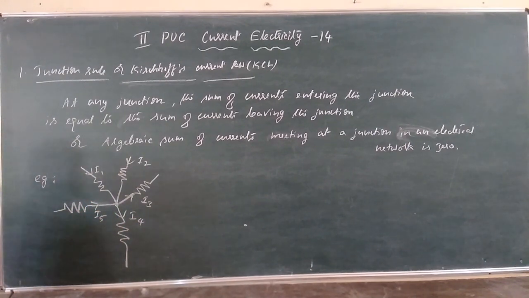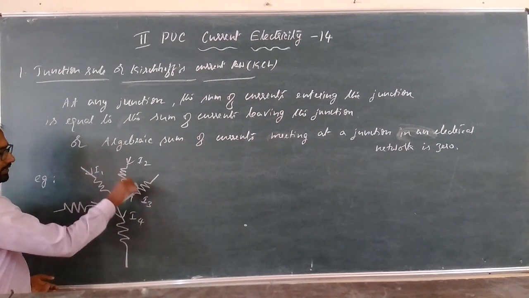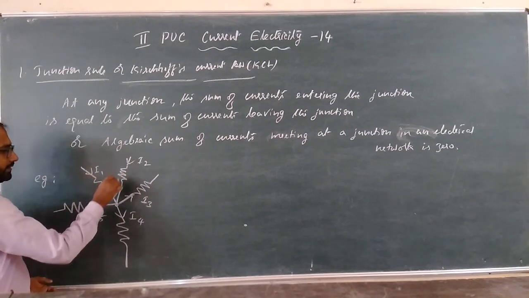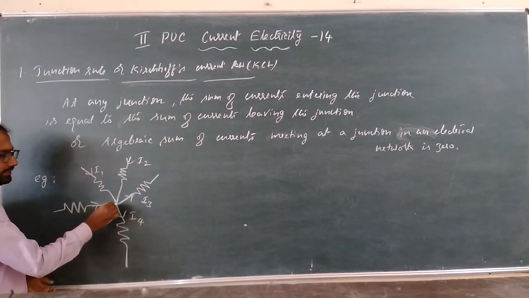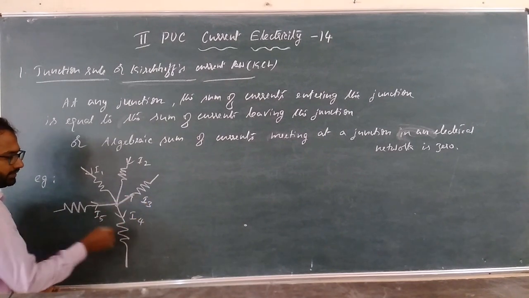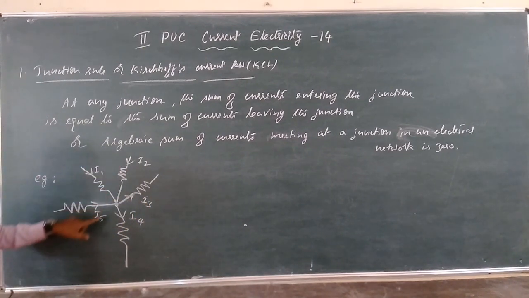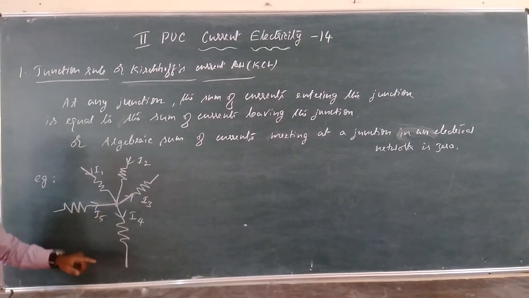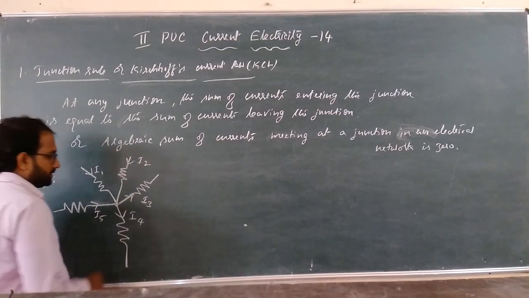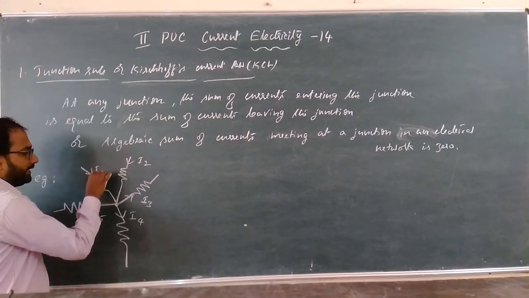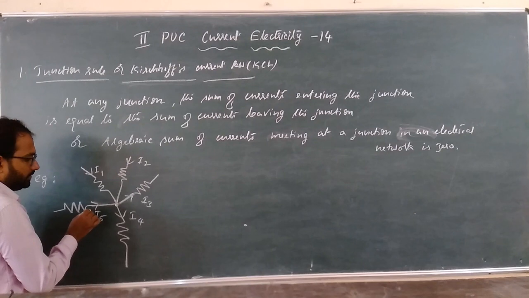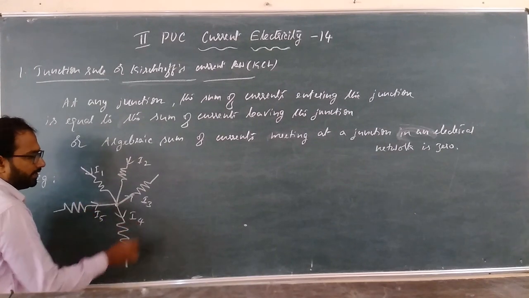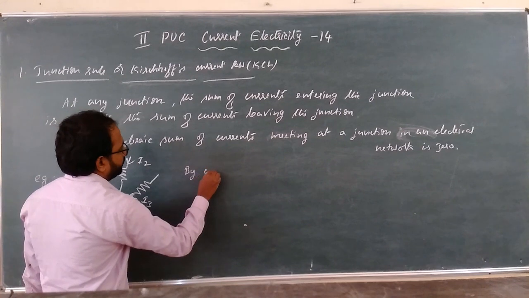See, in this particular example, if I consider these 3 components, in these 2 components currents are entering the junction. Say here also current is entering the junction, whereas these 2 currents leave the junction. So I1, I2, I5 are the currents which enter the junction, I3 and I4 are the currents which leave the junction. So by convention, we take the currents entering the junction as positive, I1, I2, I5 as positive and I3, I4 are negative.